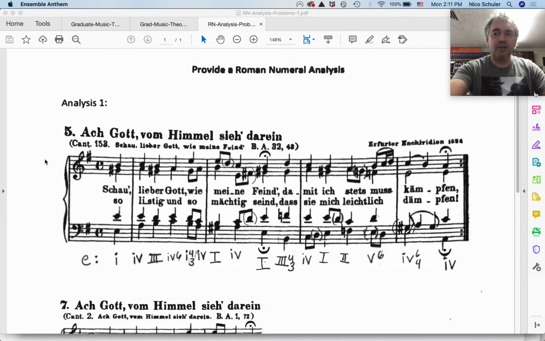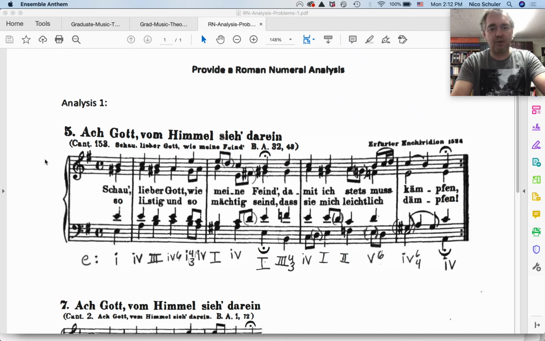Hello, I would like to discuss the problems in Roman numeral analysis and harmonic analysis. So the first thing we need to do when analyzing a piece of music is identifying the key. Very often, or most often, the key signature will give away the key, but in some cases it doesn't.